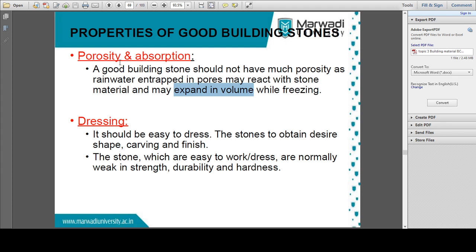So it should not be porous material and it should not have good absorption capacity. Next one is dressing. So dressing means finishing of a stone.